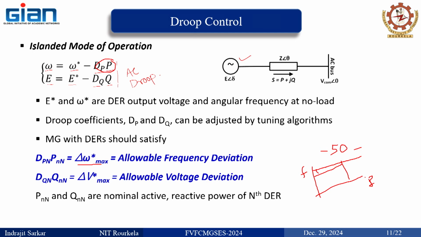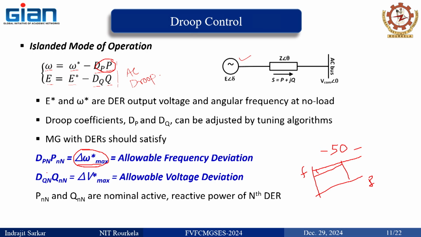There should be a limit. We should not go beyond that. That is a design parameter and will be defined by you. So this is for each and every DER. So dPn and dNn should be equal to this: delta omega star max, the allowable frequency deviation.